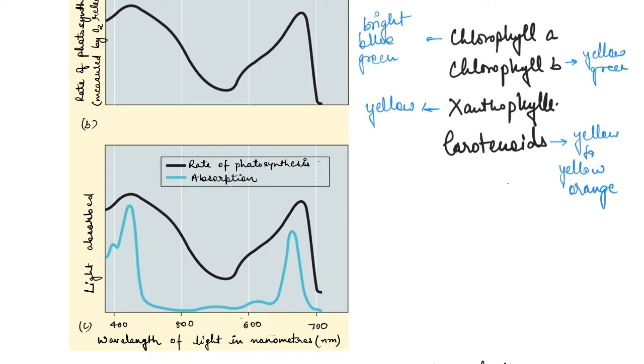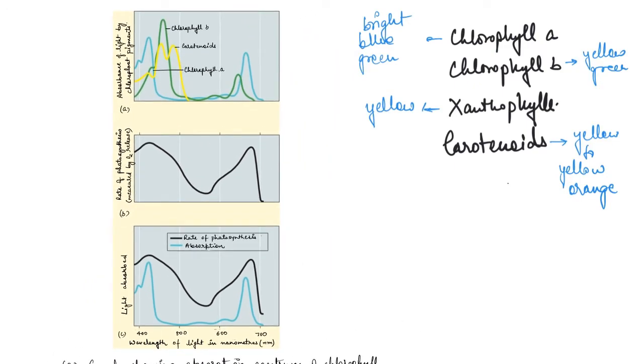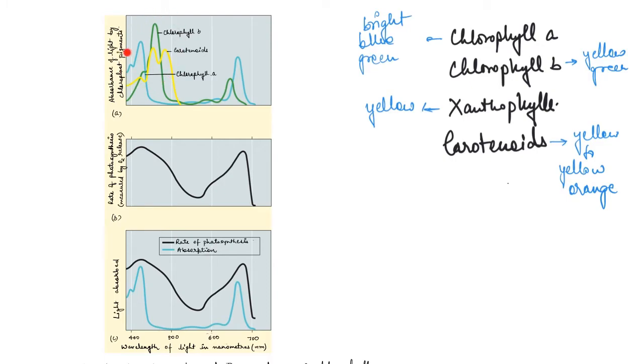Now guys, if you see these graphs together like this, you'll see that most of the photosynthesis is taking place in the blue and red region of the spectrum, and then some photosynthesis takes place at the other wavelengths of the visible spectrum, right? So this is all about pigments, guys.